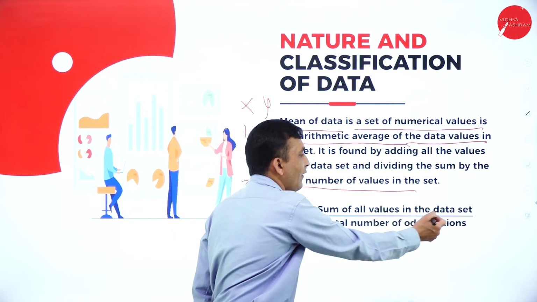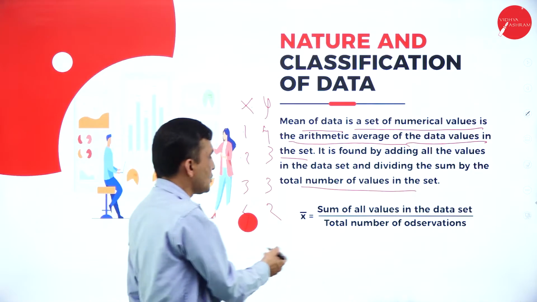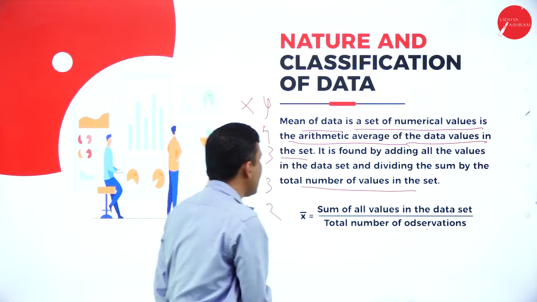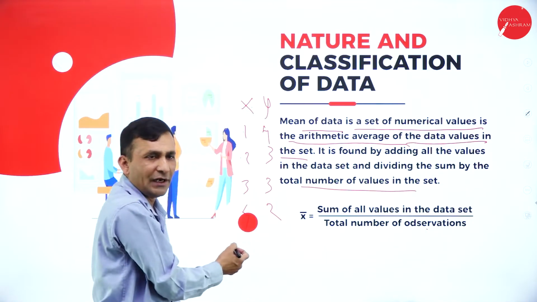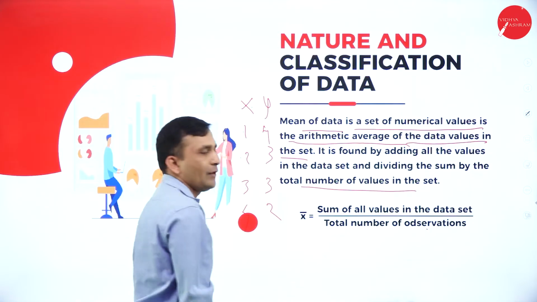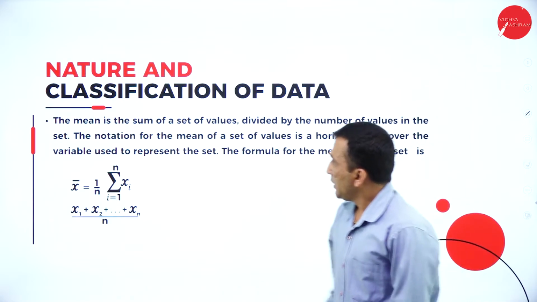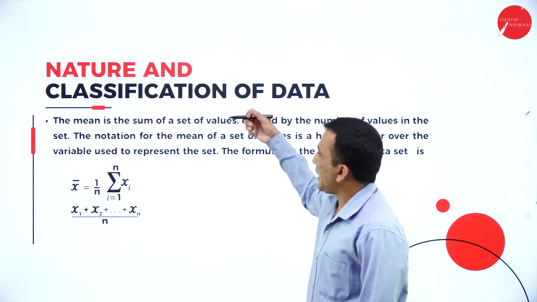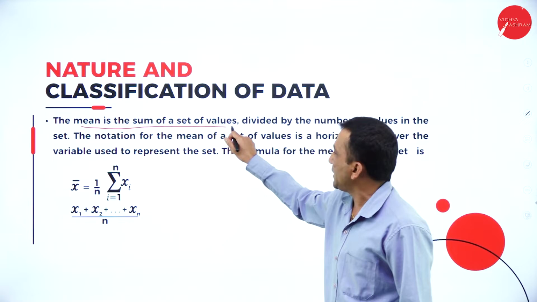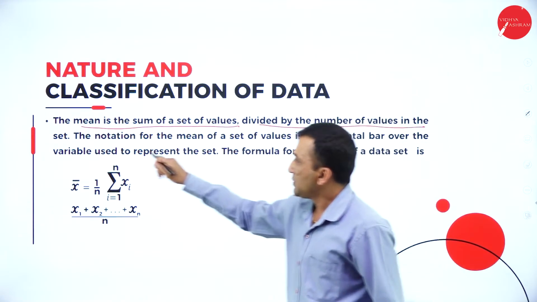The sum of all values in the data set. For each set we need to take the summation, then divide by the total number of observations. In this first set, how many numbers are we able to identify? 1, 2, 3, 4. So divided by 4. Are you getting it? Okay. Next, the mean is the sum of a set of values divided by the number of values in the set.